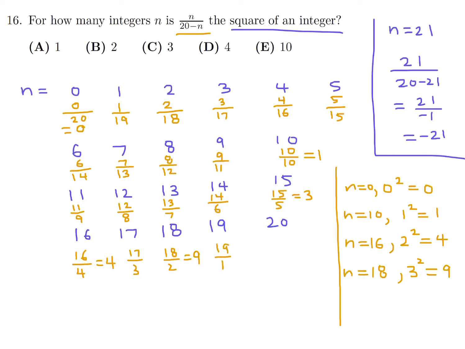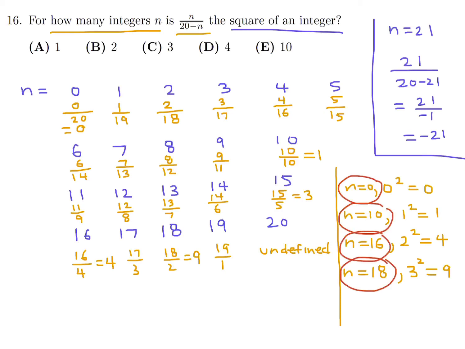19 over 1, which is 19. 19 is not the square of an integer. And finally, 20 will give you an undefined because it'll make the denominator 0. All right, so how many values of n did we get that made that expression the square of an integer? We got 1, 2, 3, and 4. So the answer is D.